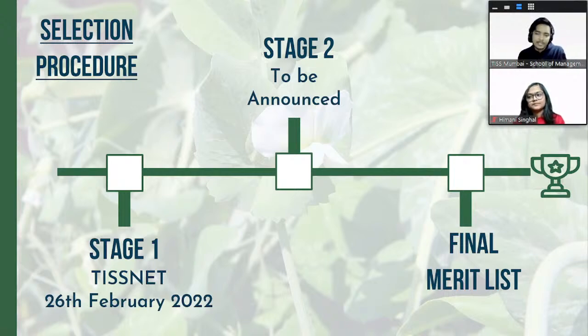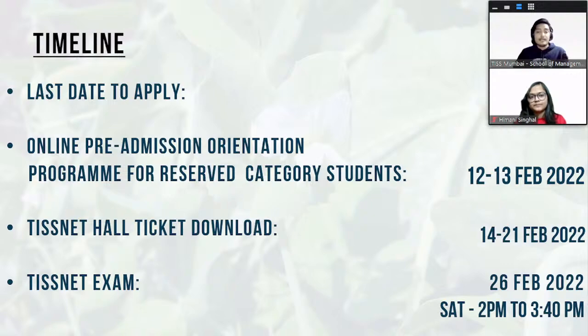Okay. So this is how the entire process will happen. TISSNET, stage 2 processes will be announced, the stage 2 processes would take place, and then the final merit list would be announced, on the basis of which the final selection would take place.